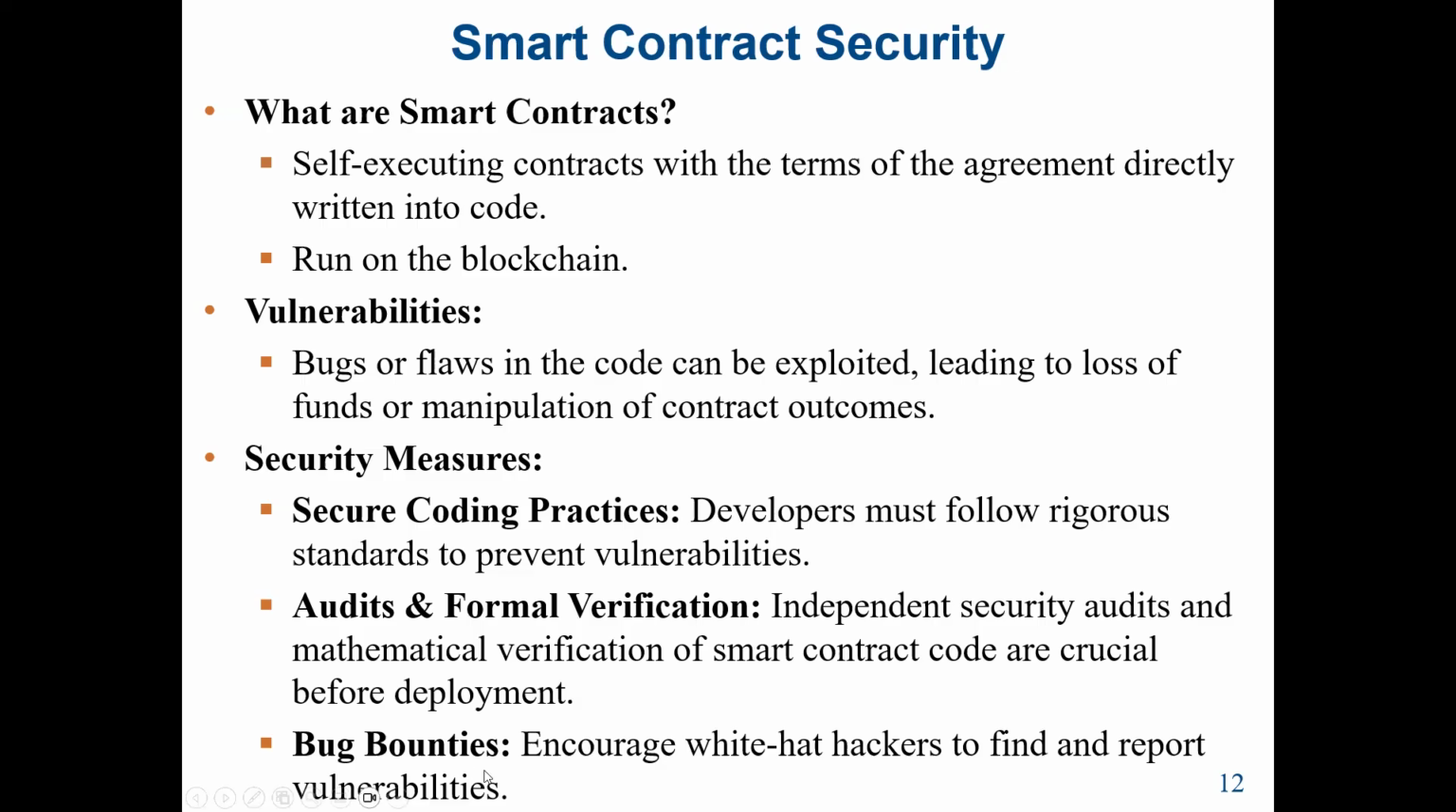Then we have bug bounties, which encourage white hat hackers to find and report vulnerabilities. Projects often offer rewards to ethical hackers, whom we call white hats, who discover and responsibly disclose vulnerabilities in their smart contract code.